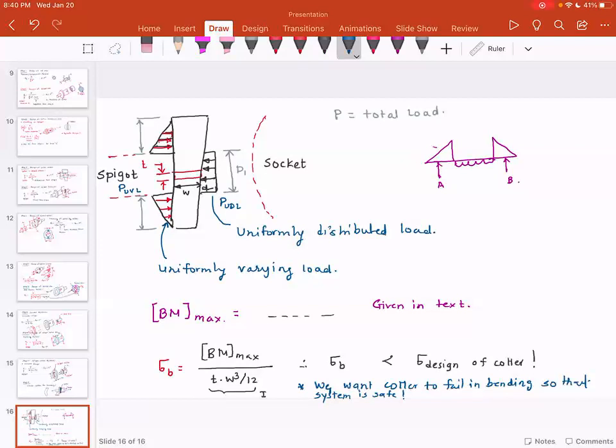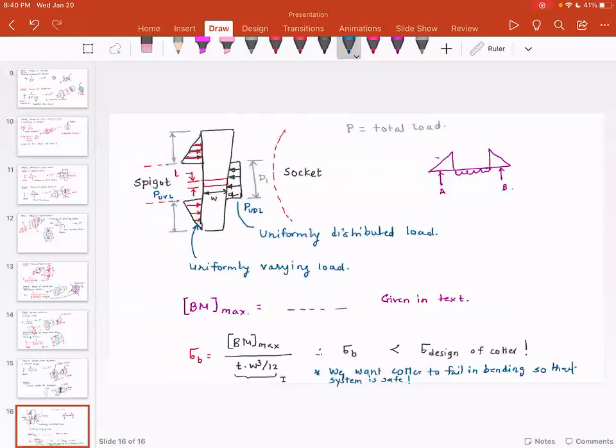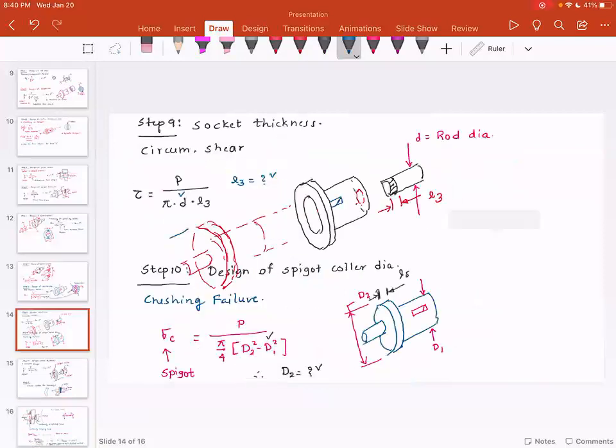So L3 is this dimension. Imagine that a rod end is inside the socket, but the rod got pulled out of the socket. That is the L3 dimension.